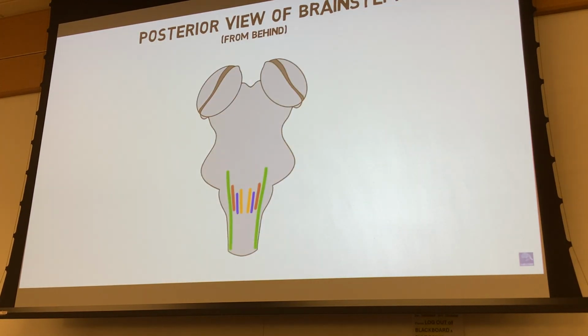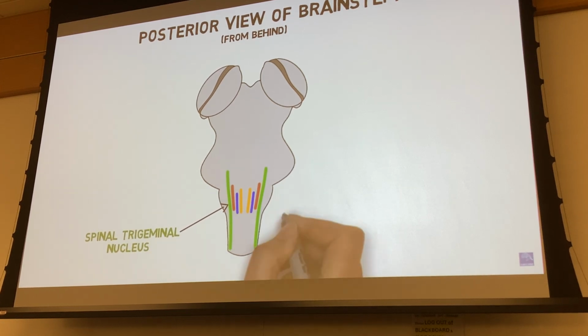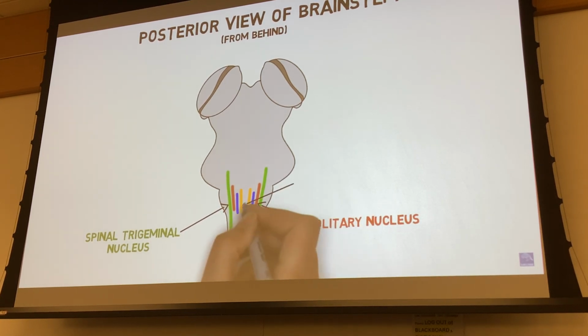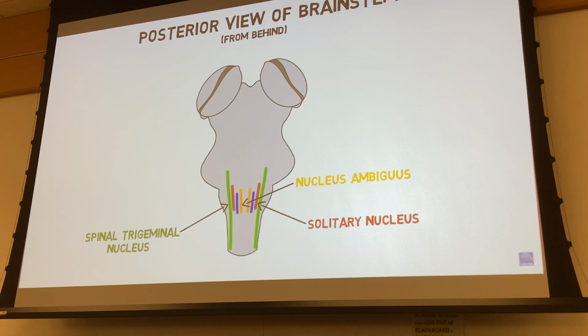There are several nuclei in the medulla associated with the vagus nerve and the different types of information it carries. Information about touch, pain, and temperature travels to the spinal trigeminal nucleus. Sensory information from internal organs, or visceral sensory information, travels to the solitary nucleus. Motor signals originate in the nucleus ambiguus.